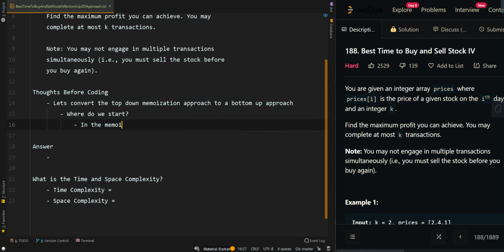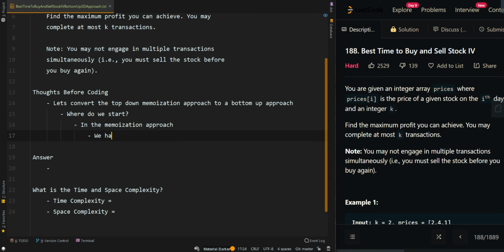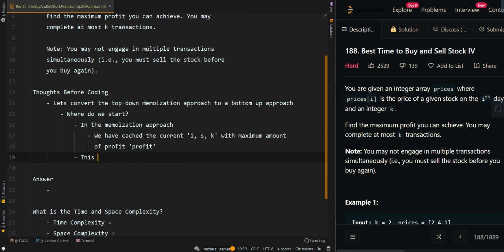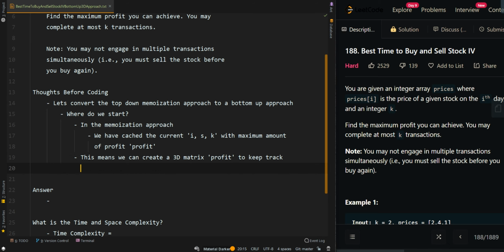In the memoization approach, we have cached the current index, the current state, and the number of transactions with the maximum amount of profit. This means we can create a 3D matrix, profit, to keep track of the maximum amount of profit for all combinations of I, S, and K. Now let's go over the pseudocode.